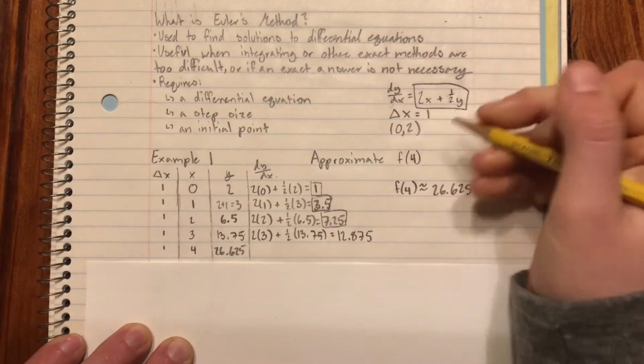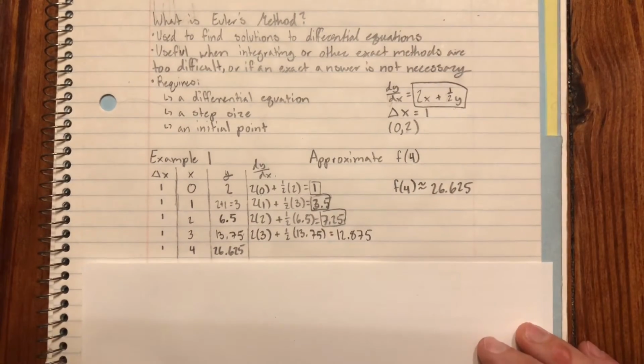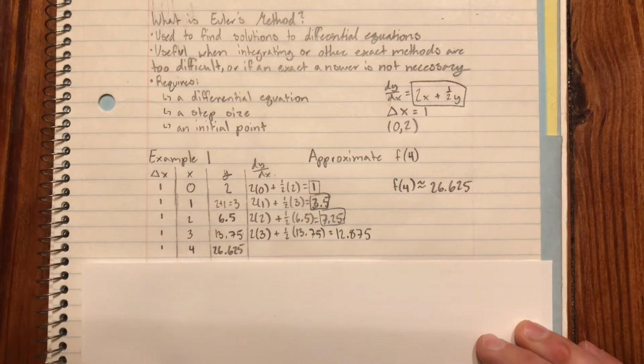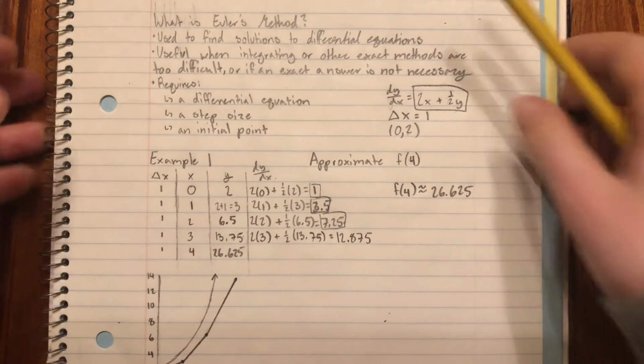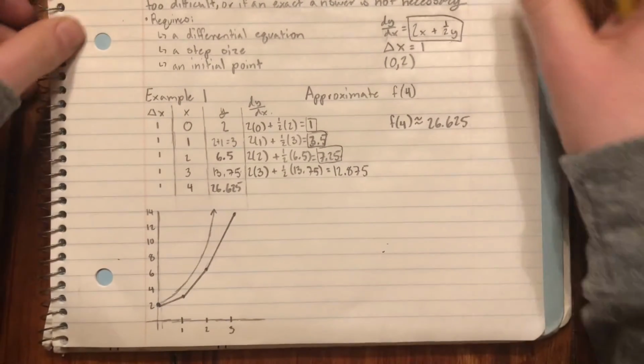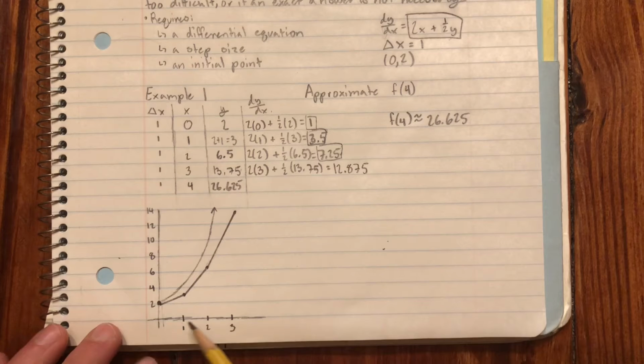And all of this is without even knowing an equation for f of x, just by approximating. We can't say that f of 4 is exactly 26.625, but we can say it's approximately 26.625. I've gone and graphed what this would look like. I didn't continue all the way up to 26.625 just so you can see the scale better.